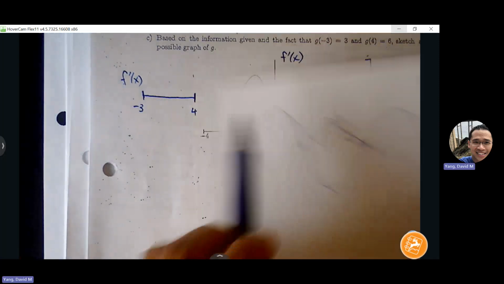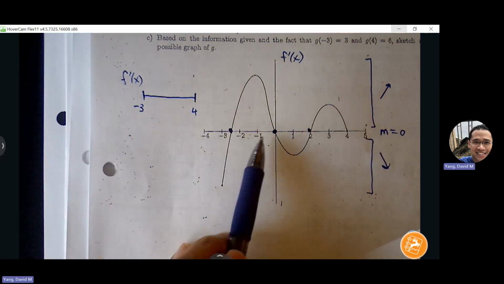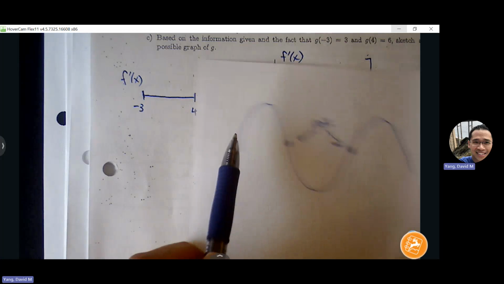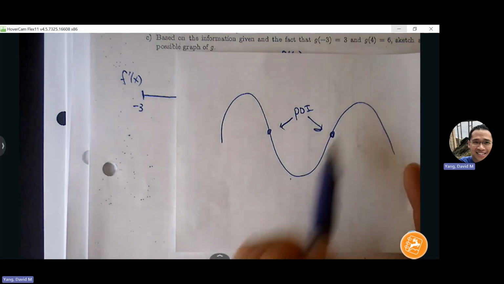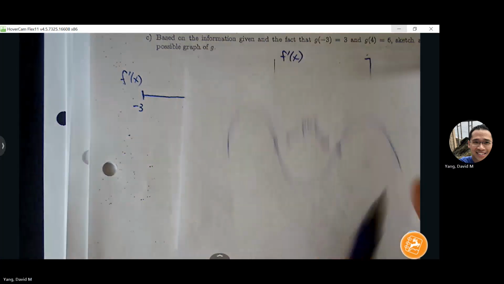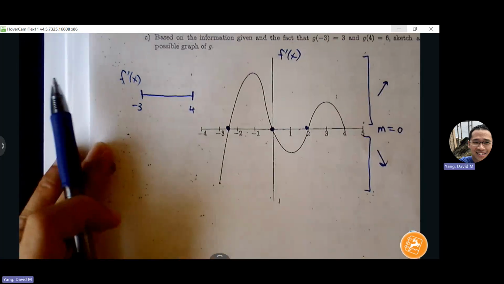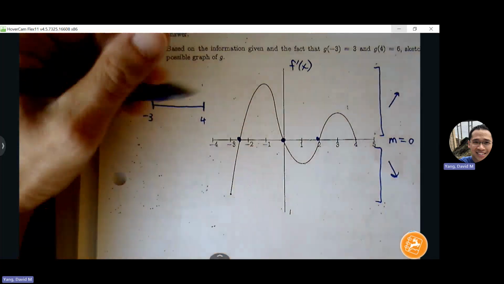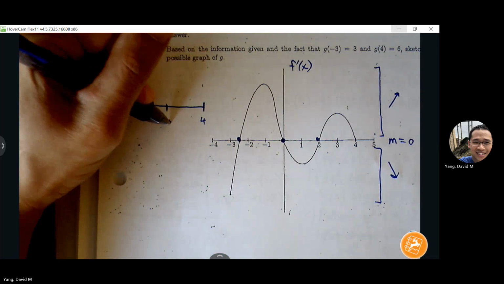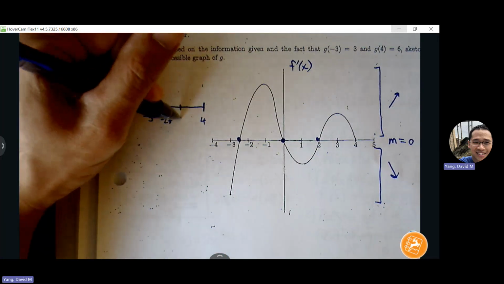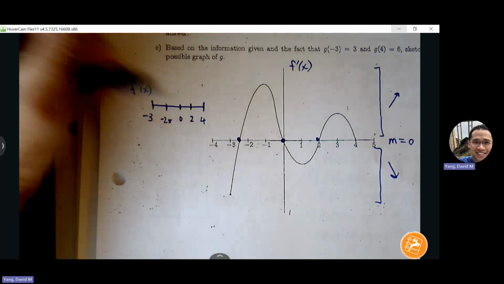So places like this, right? These -2.5, 0, and 2 will look like these points on the original graph. It'll look like peaks and valleys, where the actual graph will experience slope 0. So we'll say -2.5, 0, and 2.